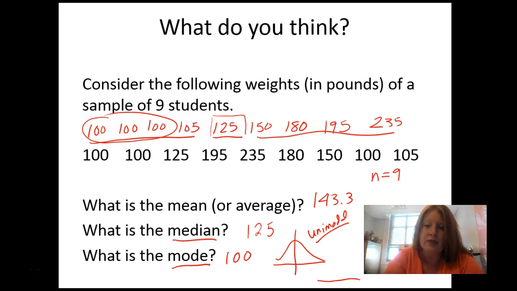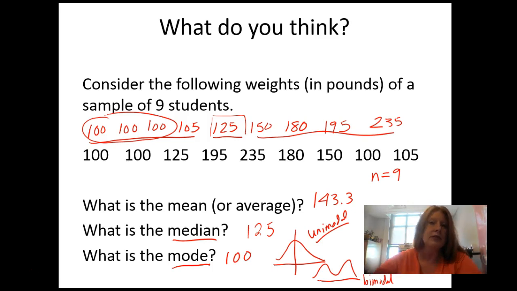Sometimes you might see distributions that have 2 peaks, and we would call that bimodal. So bi would be 2. So if you hear those terms unimodal, bimodal, it has to do with how many peaks there are in the data set, and the peak would be where the mode is. Okay. So that's what we have for center.